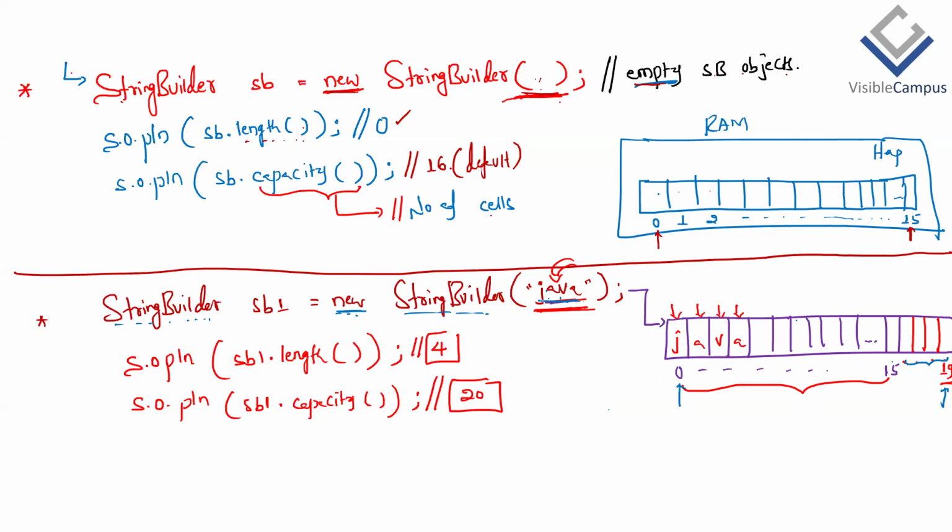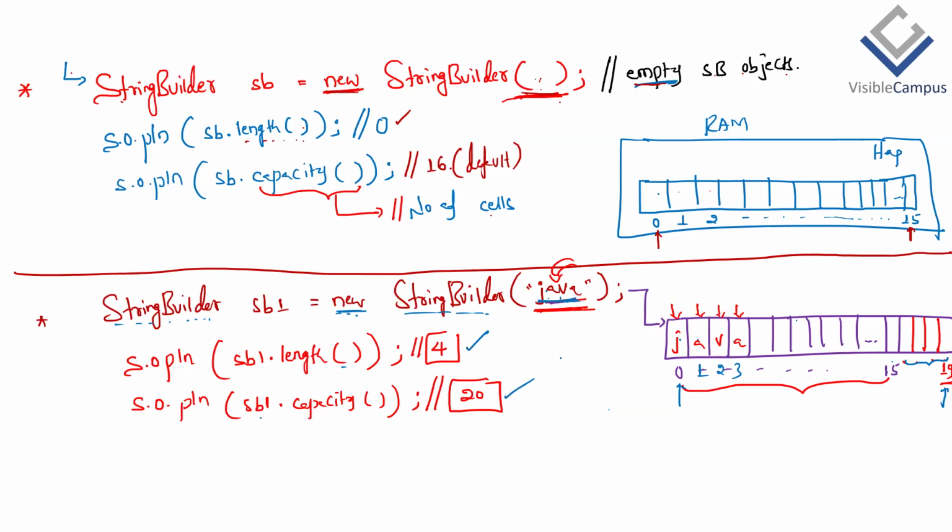Then where will this value be added? Is it from the 16th position? No, it is always from the first empty cell onwards. If it is not empty, then the next empty cell onwards will be added, but not in the 16th position. That's why Java will occupy indexes 0, 1, 2, 3 only. Now if you print length, since it's a 4 character value, 4 is the length, and if you print the capacity, 20 is the capacity.